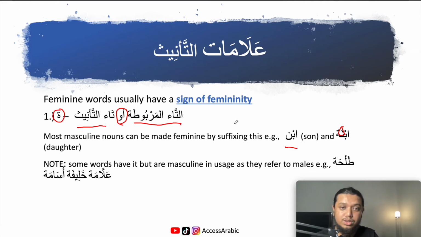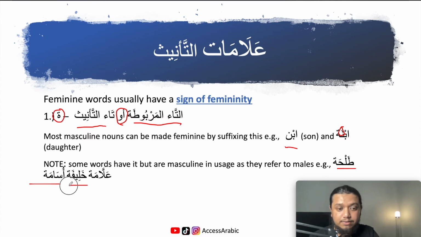But do note, some words have a ta marbuta on the end, however they are masculine, and we will only know this because of context, because they refer to males. For example here, Talha and Usama, these are names of males. They're masculine names, but they have the ta marbuta on the end, therefore they are not feminine.